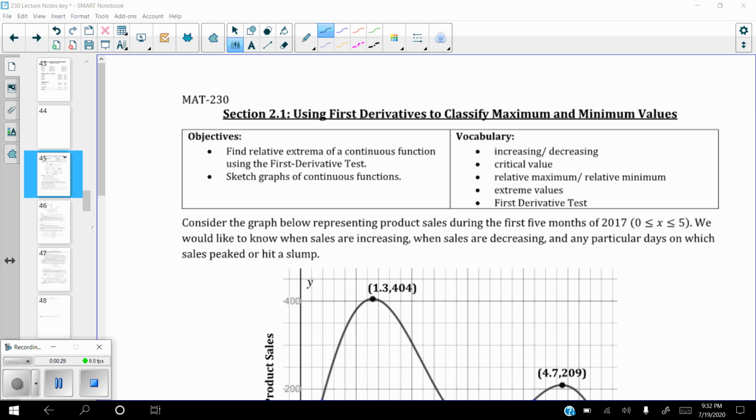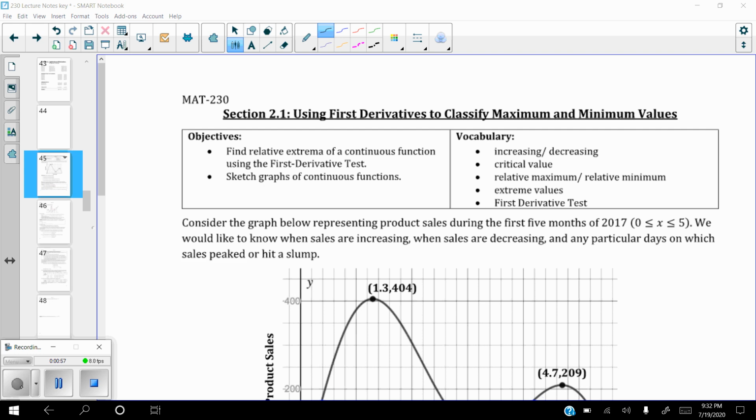So some of the vocabulary I already mentioned: increasing and decreasing, something which is called a critical value, relative maximum and relative minimum, extreme values, and the first derivative test. There's a lot of vocabulary here, and that's probably the more important thing because I think the concept is going to be relatively easy for people to understand. It's just about putting the vocabulary together with the concept so you know what it is you're looking for.